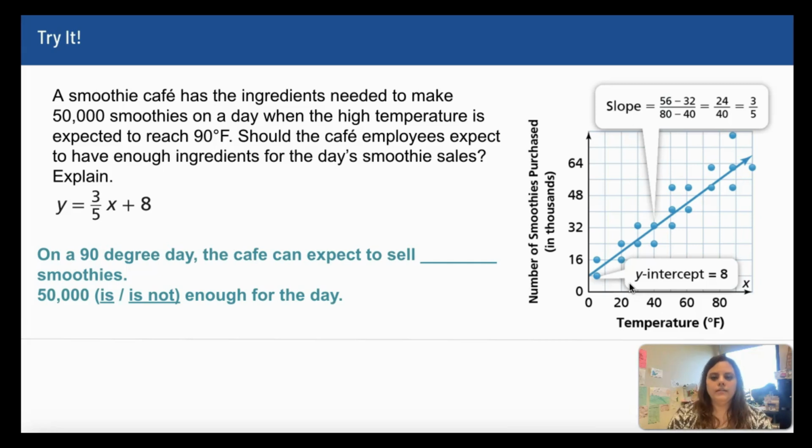So on a 90-degree day, where x is 90, you are going to figure out how many thousands of smoothies they can expect to sell. And then circle, is that enough or not enough? Pause the video, try this, and then press play to see the answer.